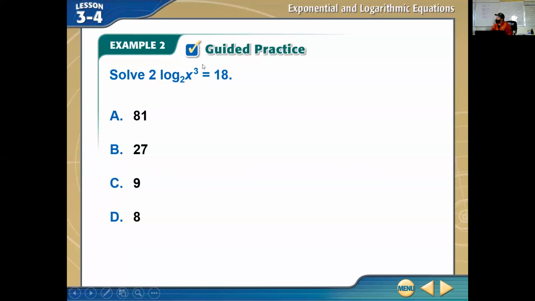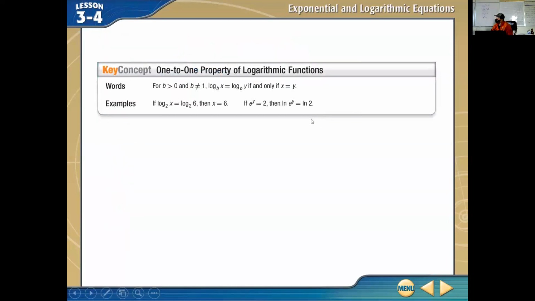But power property, to bring this exponent out front, those two get multiplied together to get 6. Then I divide by 6. And then it's pretty simple once you switch it into exponential format. Like I said, you've got options. You just want to be strategic on how you use them.